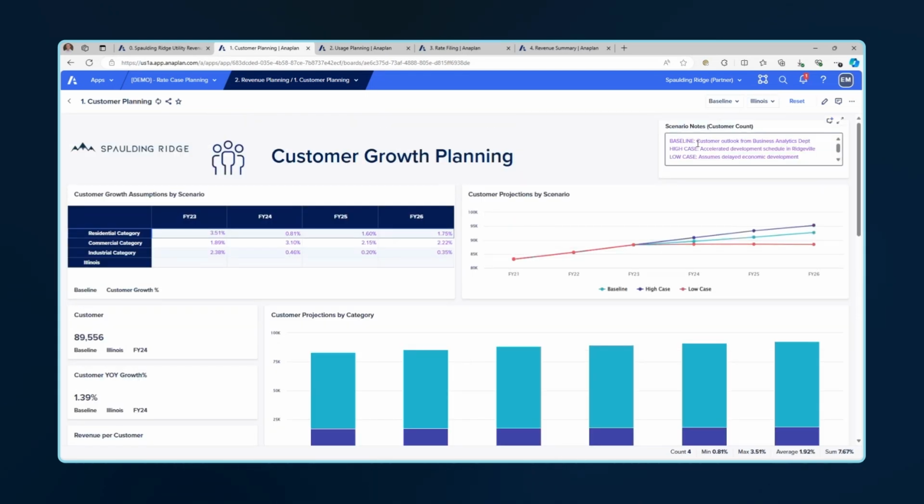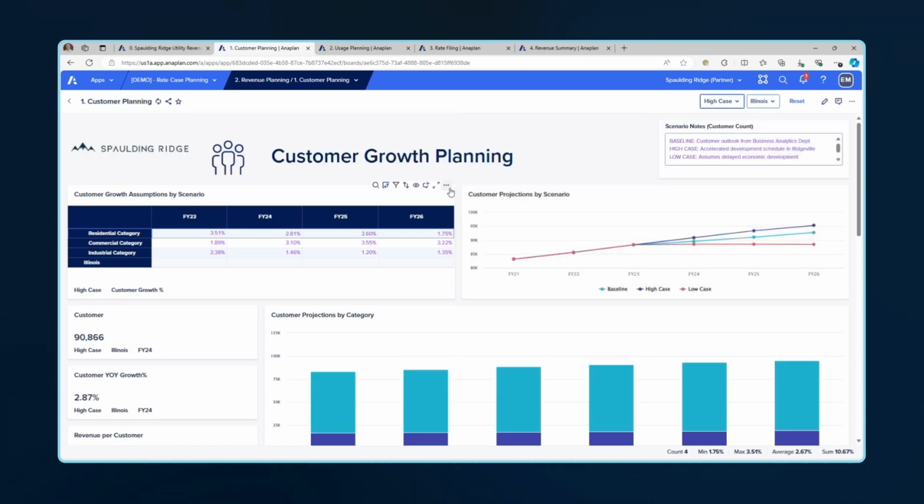So for my base case, like I said, I got that information from a business analytics department. For my high case, I've got some insight into a new development in Ridgeville, Illinois. So we're going to enter in a different growth pattern for our customers that's really going to impact the residential and industrial customers in Ridgeville. So we've got different growth patterns for that high case.